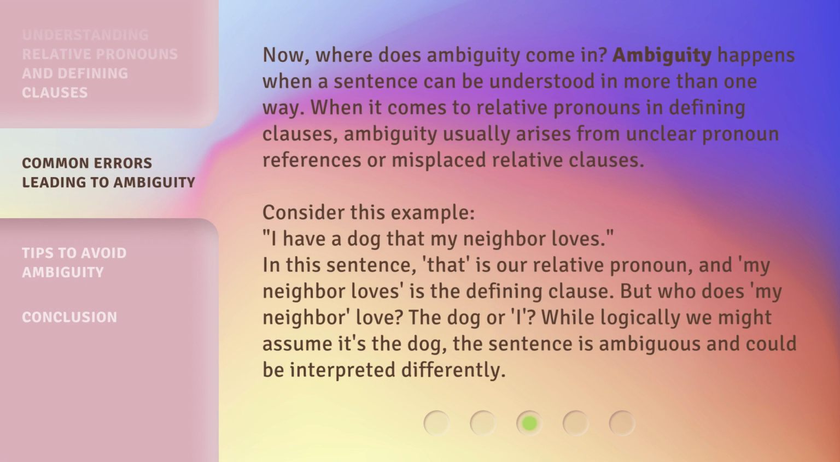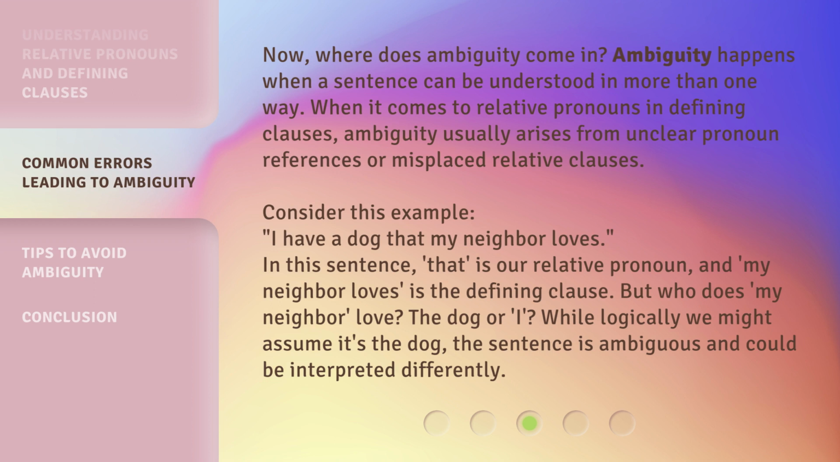Now, where does ambiguity come in? Ambiguity happens when a sentence can be understood in more than one way. When it comes to relative pronouns in defining clauses, ambiguity usually arises from unclear pronoun references or misplaced relative clauses.